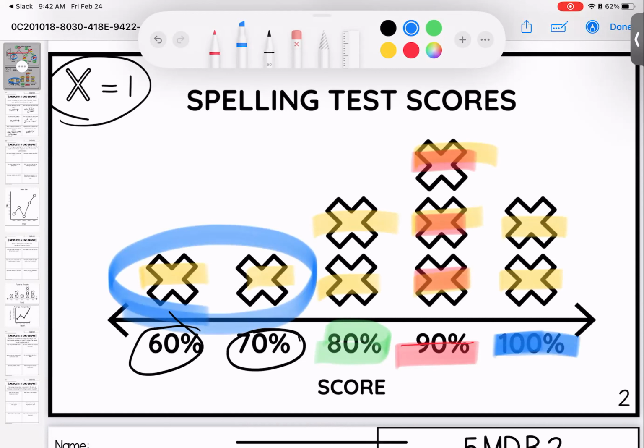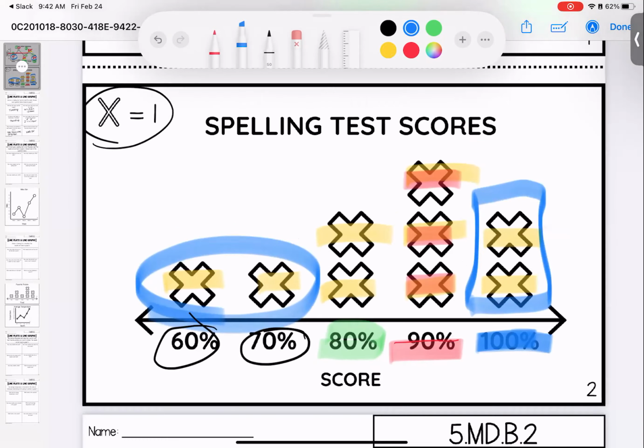How many students got 100%? There were 2 of them. And if Mrs. Parrish had 15 students in her class, how many were absent? Well, we said that 9 took the test, and 15 minus 9 would be 6.